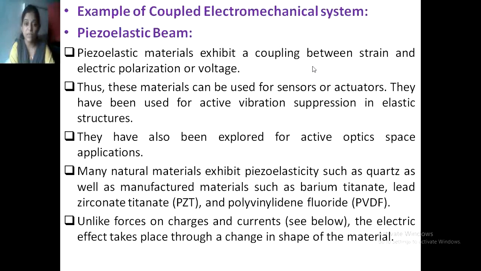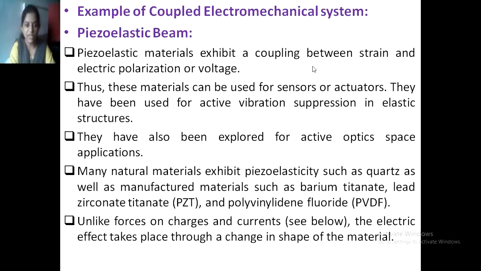Thus these materials can be used for sensors or actuators. They have been used for active vibration suppression in elastic structures. They have also been explored for active optics space applications.